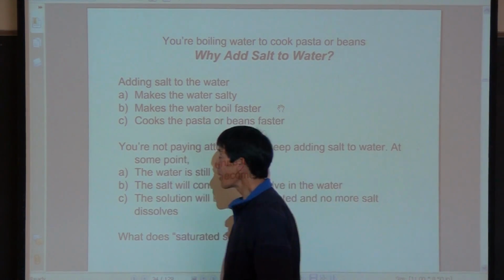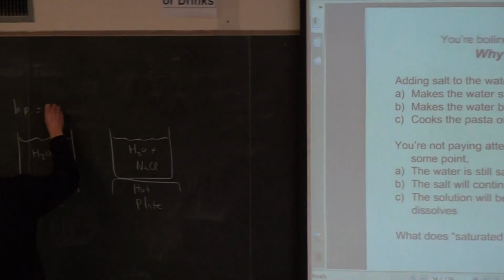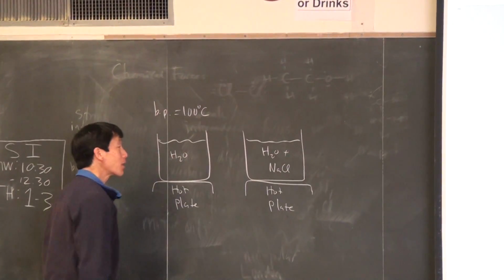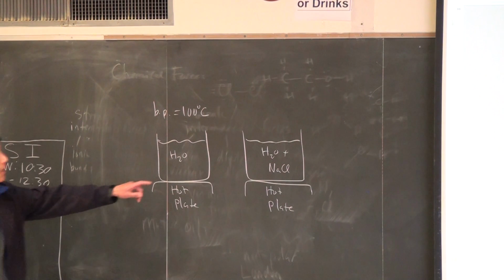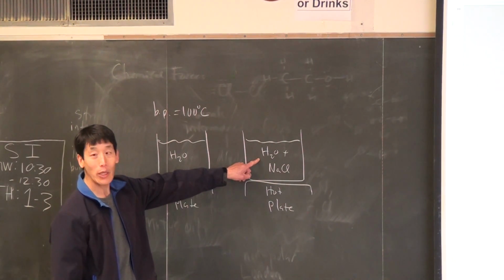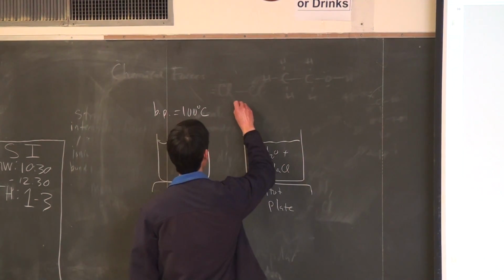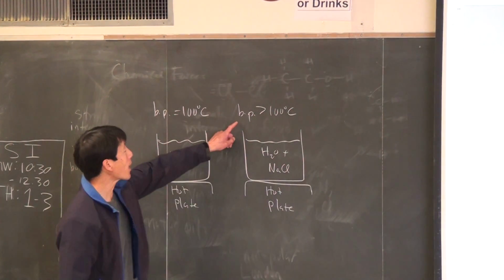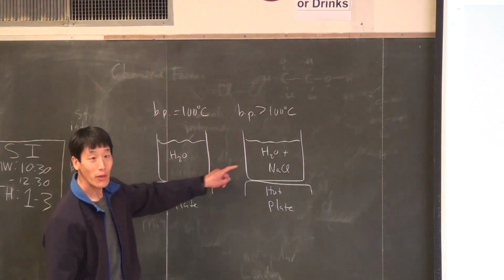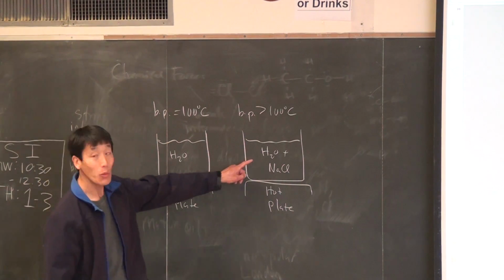Okay, now what's happening is we know that pure water has a boiling point of 100 degrees. Does the boiling point of this water change when you add salt to it? So, is this solution going to have a higher boiling point than 100 degrees or a lower boiling point? Higher. So it turns out the boiling point of this is going to be greater than 100 degrees. Okay, so since the temperature is greater, will this boil faster than this one? No. Yeah, this will actually start boiling before this one does.